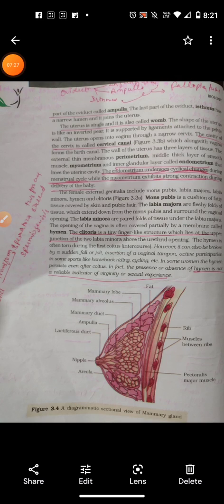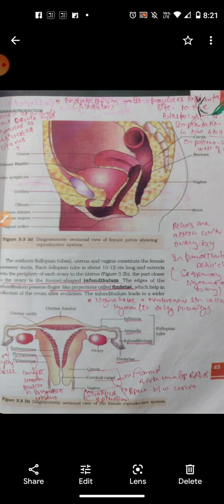So next we are going to talk about the uterus. The uterus is a pear-shaped muscular organ located above and behind the urinary bladder, and attached to the body wall by ligaments. So I will repeat once again. The uterus is a pear-shaped muscular organ located above and behind the urinary bladder and attached to the body wall by the ligament.